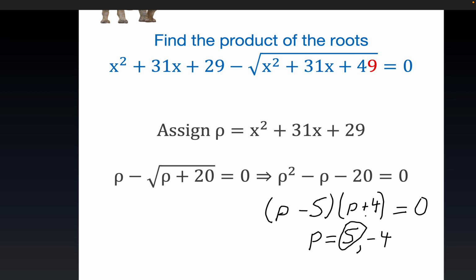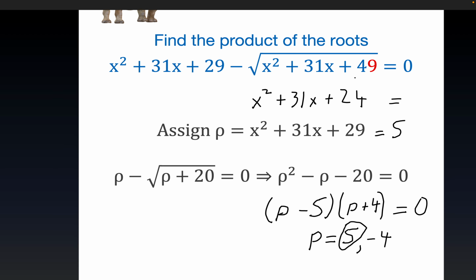It is a solution to this equation. But now remember what we did with our assignment here. This means that rho is equal to 5, but we assigned rho to the left-hand side. So if we set this equal to 5, that means x squared plus 31x, if you subtract 5 from this side right here, you get 24 equals 0. So we have a quadratic.